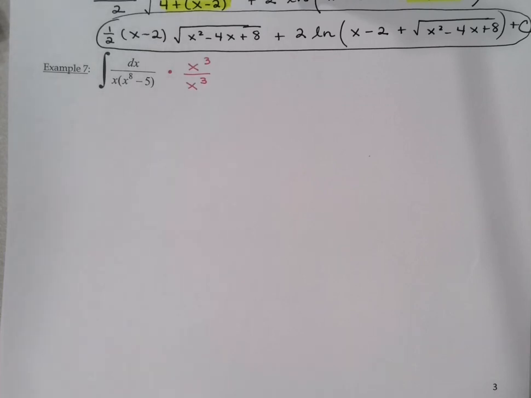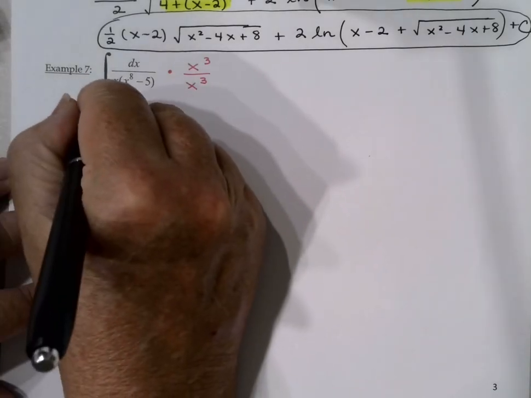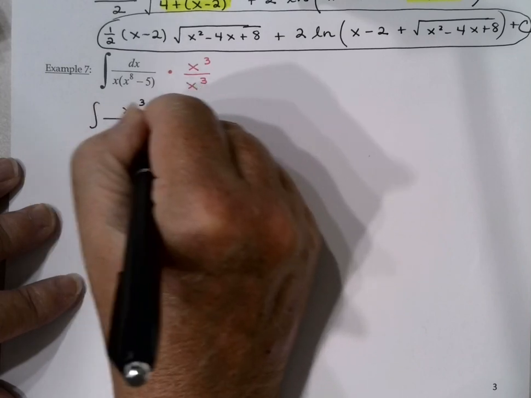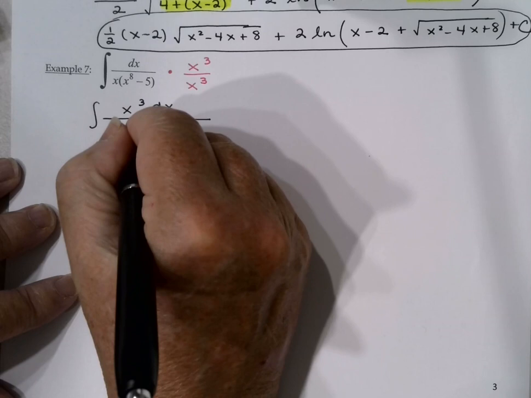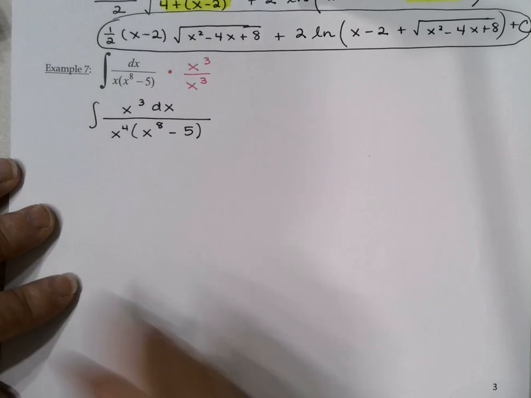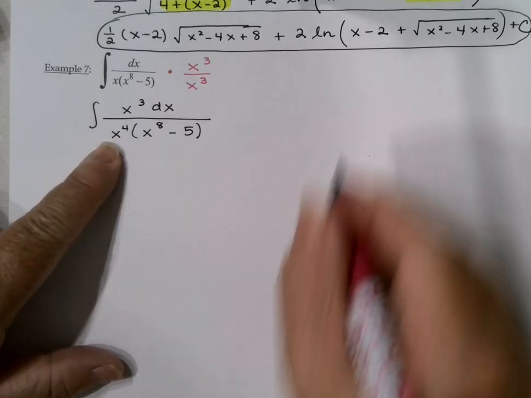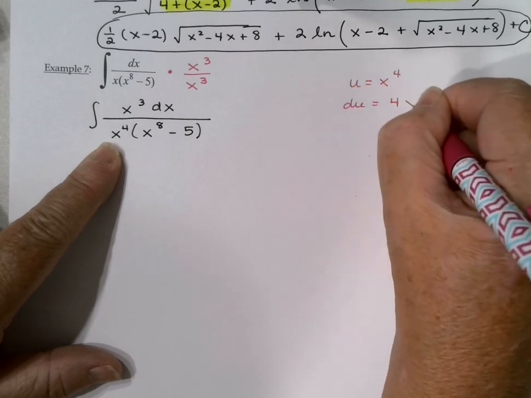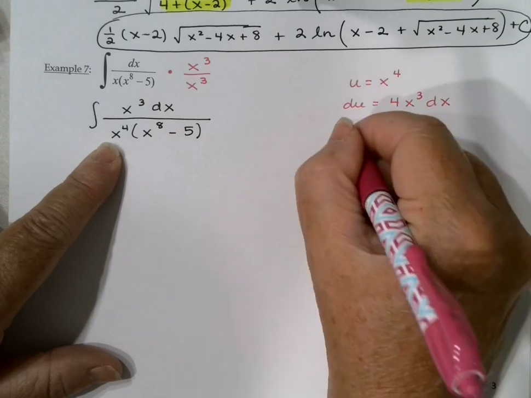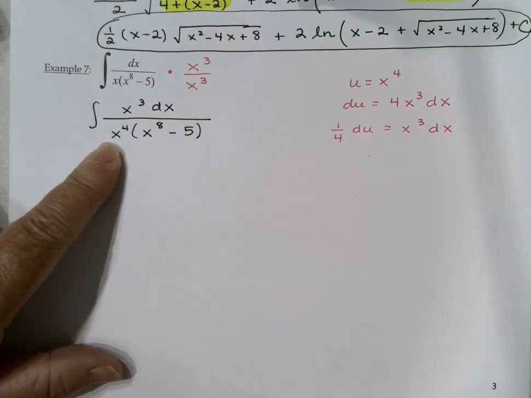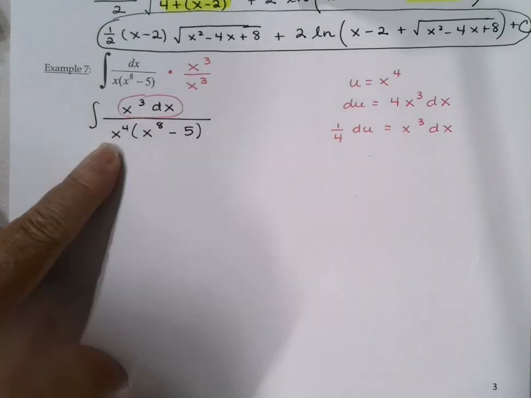All right, let's give this a shot. Doing my multiplication gives me x cubed dx over x to the fourth times x to the eighth minus 5. And for the reasons that I just mentioned, I am going to let u be x to the fourth. That way the du is 4x cubed dx, and 1/4 du is x cubed dx. Okay. That works out great since I've got the x cubed dx right there.